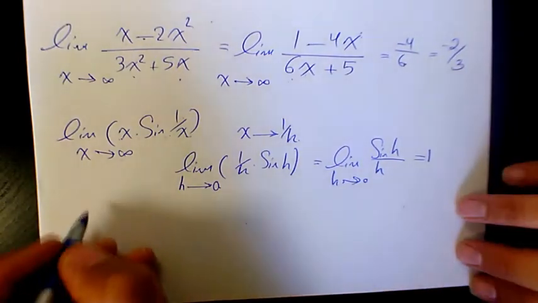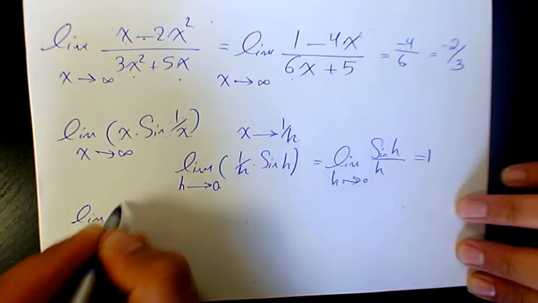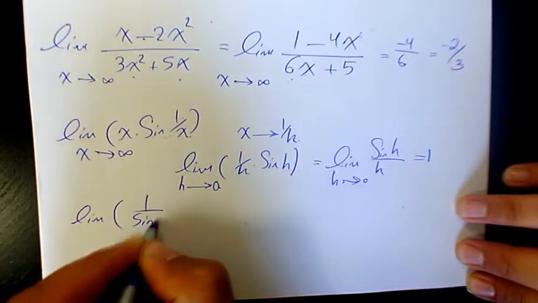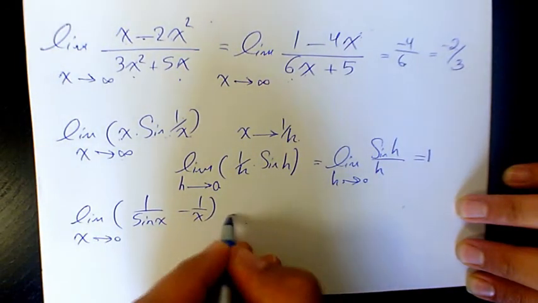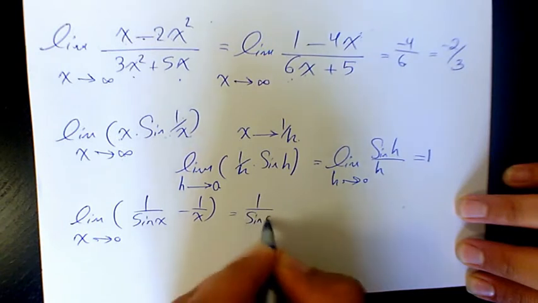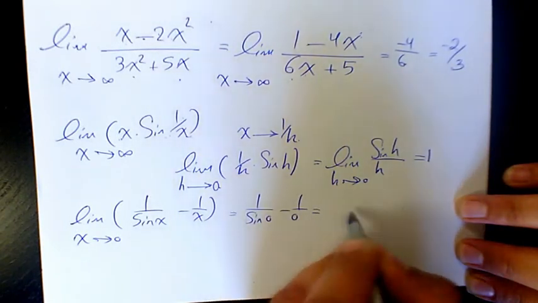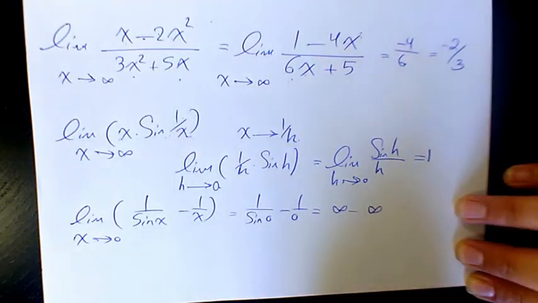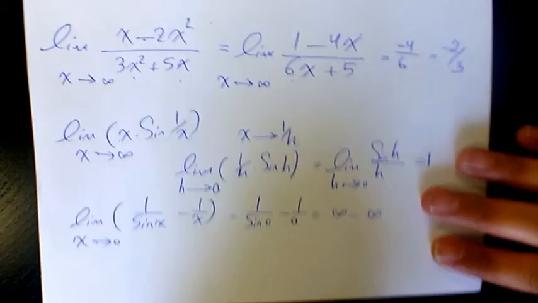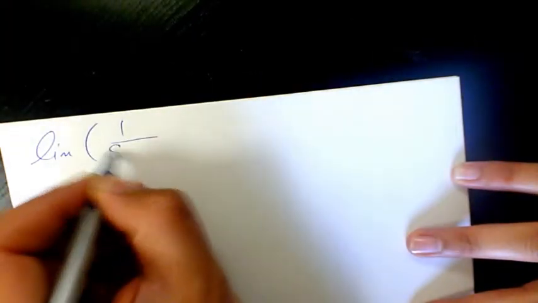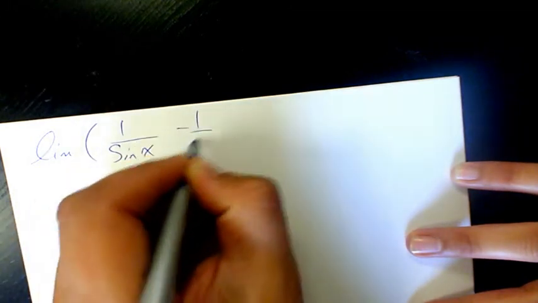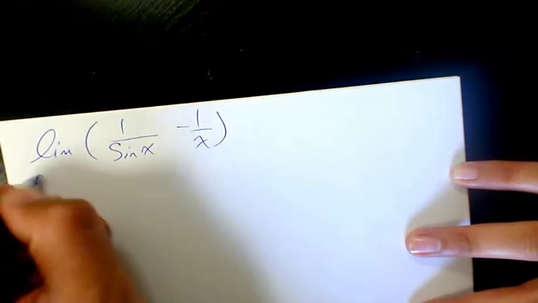Another example is the limit of 1 over sine x minus 1 over x when x approaches 0. That's going to be 1 over sine 0 minus 1 over 0, which is infinity minus infinity, which is another intermediate form. So what we need to do is use L'Hopital's rule. So we're going to say limit of 1 over sine x minus 1 over x when x approaches 0.